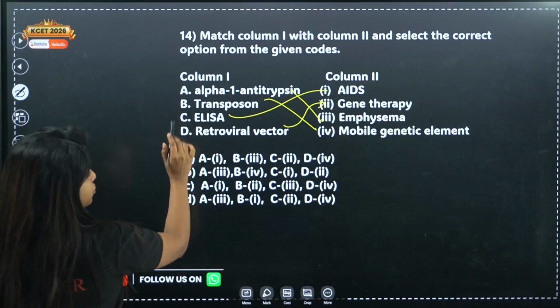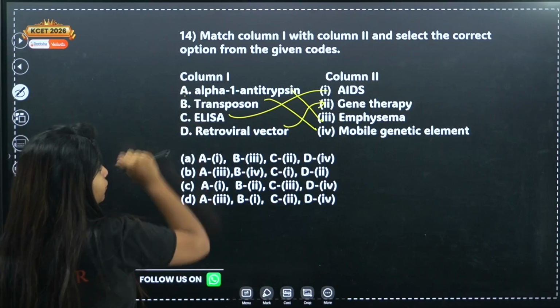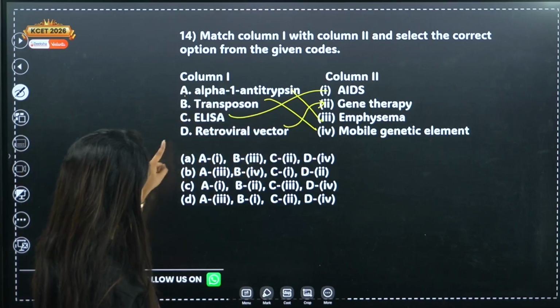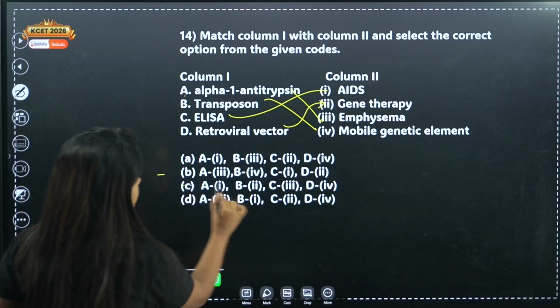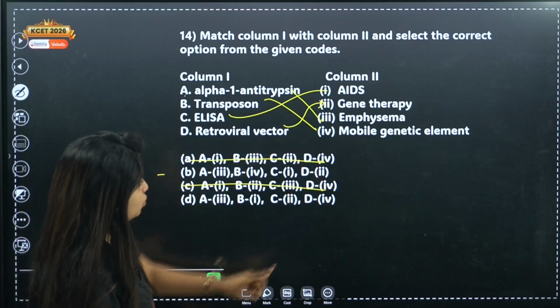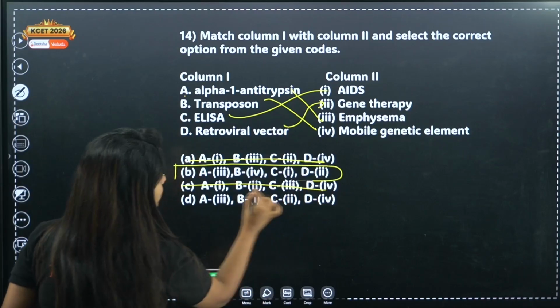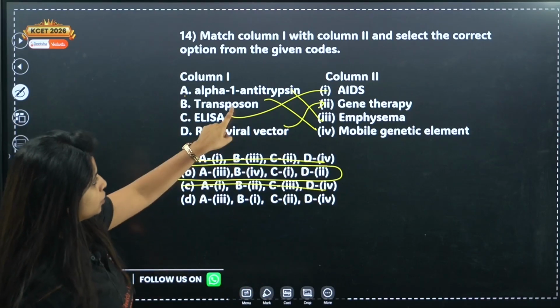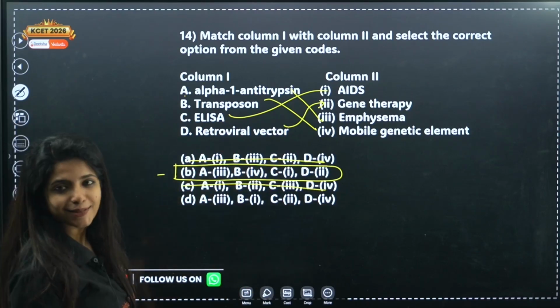Always in match the following questions, try to find A and D first. A goes with 3. I have 2 options, so let me cut these options. And D goes with 2. I just have 1 option, which is why this will be my answer for sure. So B goes with 4. Yes, this is my answer.